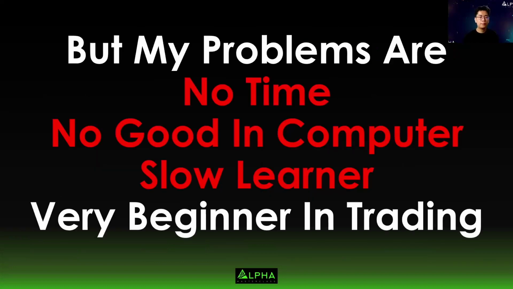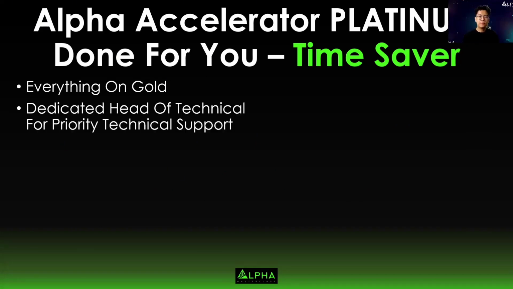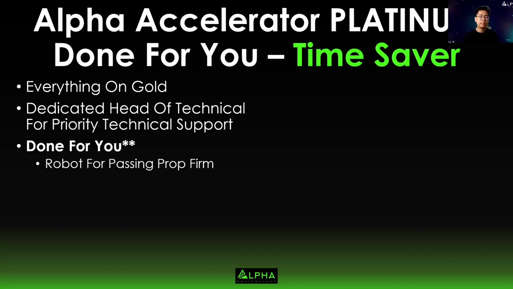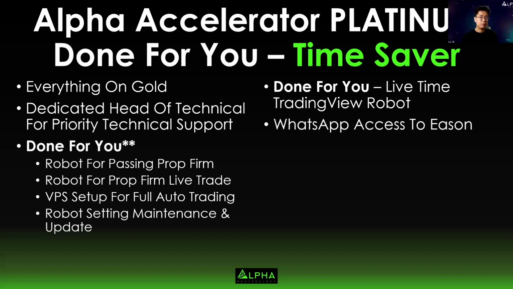If you have the problem of no time, not good at computers, a slow learner, or you want to speed up the process and get your financial target ASAP, then Alpha Accelerator Platinum is the choice for you. You will get everything on Go, but most importantly, you will get my team dedicated to done-for-you: set up everything, including passing the prop firm, using a robot to trade in the live market, using a VPS, setting up and maintaining the servers, everything for you. You get TradingView, a WhatsApp direct line to me, and most importantly the triple guarantee.